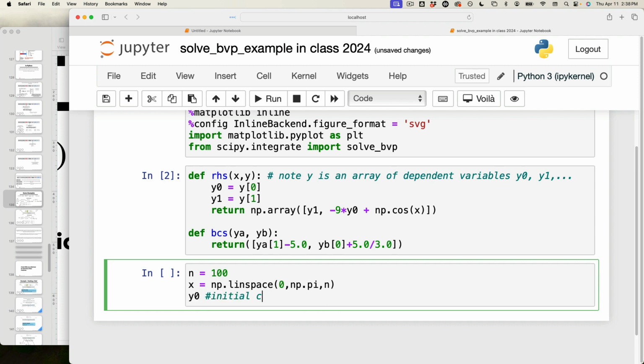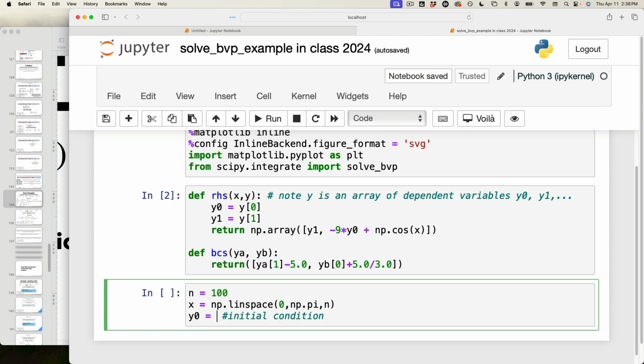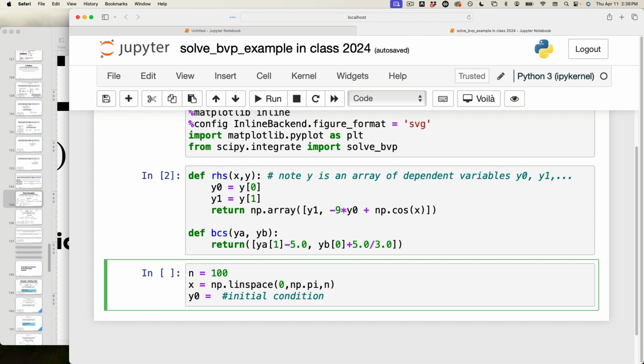So initial condition. Now think about this. I have two dependent variables, y0 and y1. Each one of them, I need an initial condition over 100 points for each one, right? Because I have 100 points, or I could put 200 points. So in other words, I have two dependent variables. Each one has n initial guesses. The way solve_bvp expects you to do this is a two-dimensional NumPy array.